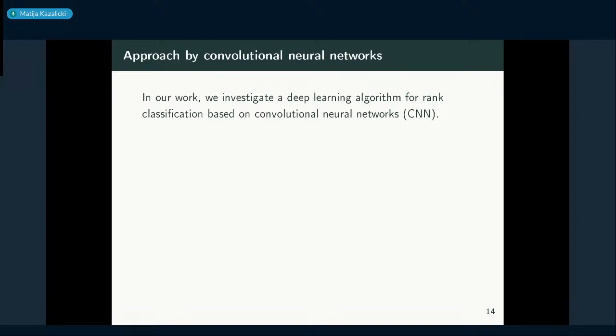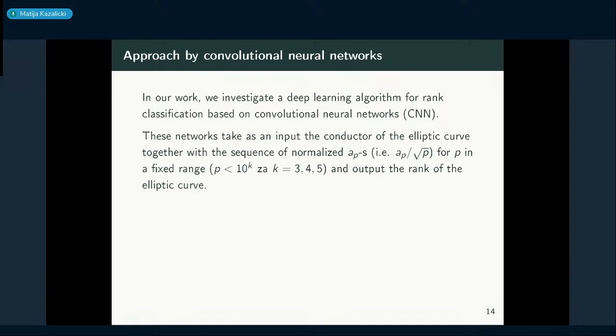Okay, so now I'll talk about our approach. The idea is to use deep learning algorithms for the rank classification, and these models are based on convolutional neural networks. These networks take as input the conductor of the elliptic curve and the sequence of normalized APs. So this is the input.